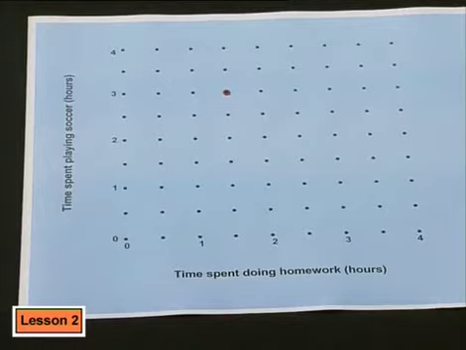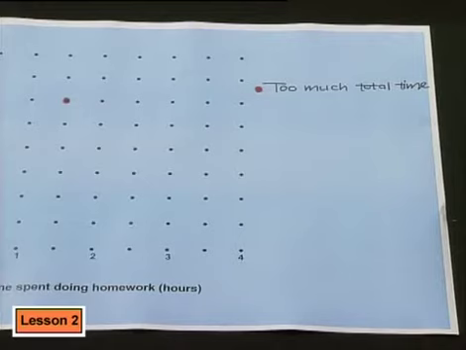The grid represents combinations of time spent on homework and time spent on playing soccer. Not all the points are valid for the constraints that we have set on your total time. Let's identify the other points on this grid that aren't possible. The one we've crossed had too much total time, so let's put that into a key.